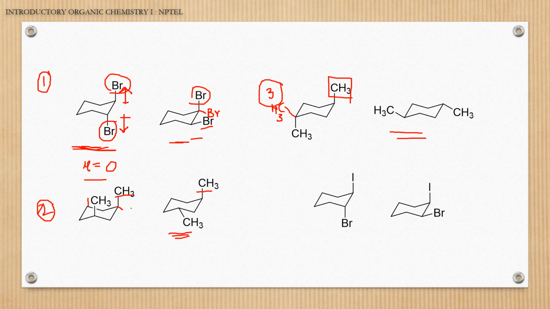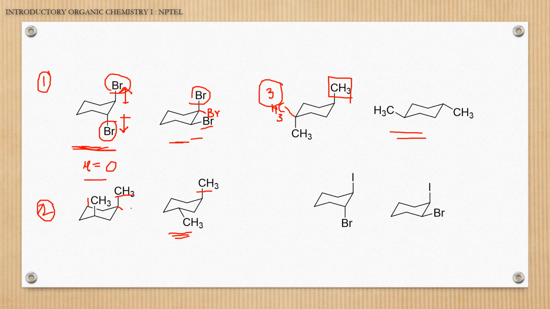right? If you have 2-methyl at the equatorial position, then it will be stable. So it will be more stable than the trans. Yeah, it will be more stable than the trans. What you need to know is the stereochemistry, correct, and the sterics. That's all. Okay.